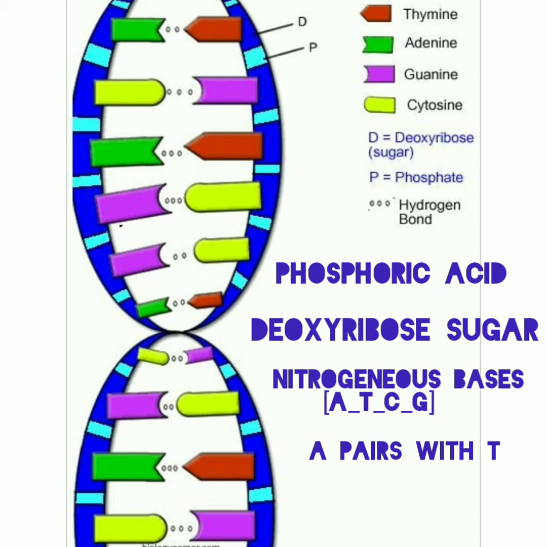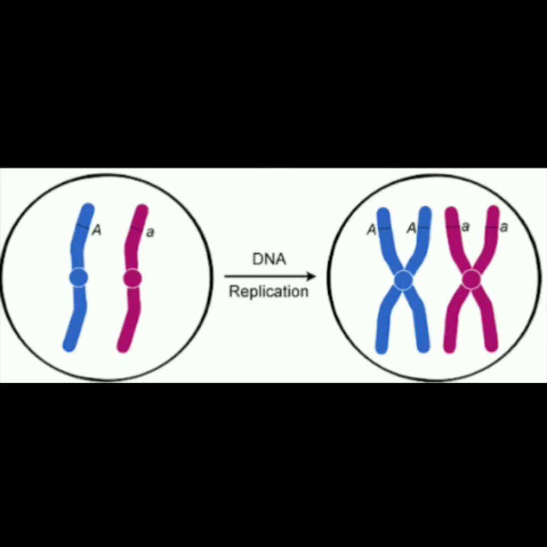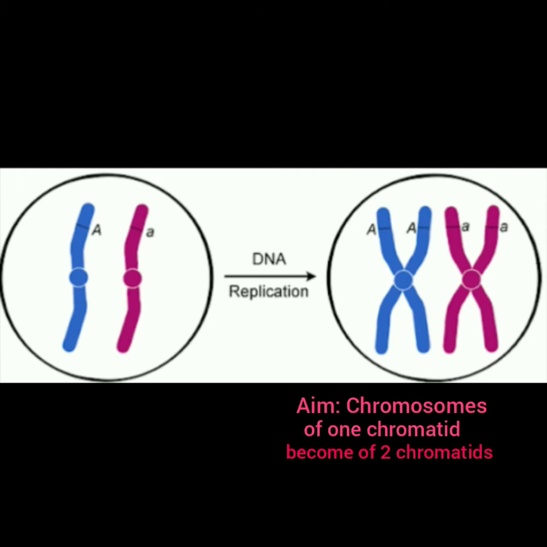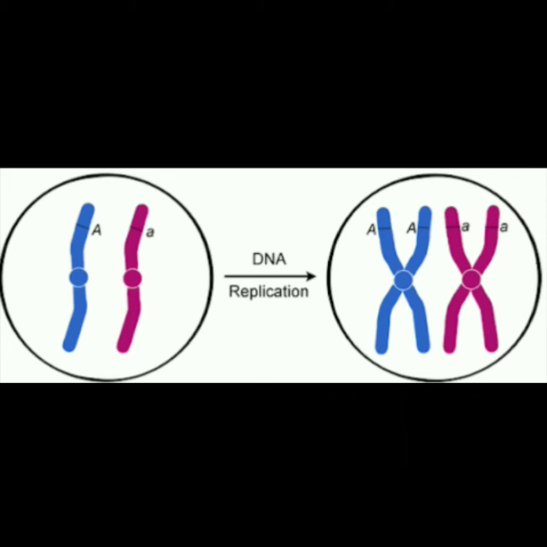Adenine pairs with thymine by a double hydrogen bond, and cytosine pairs with guanine by a triple hydrogen bond. DNA replication takes place in the interphase, and chromosomes of one chromatid become chromosomes of two chromatids to be able to undergo mitosis. Interphase has three phases: G1, S, and G2.